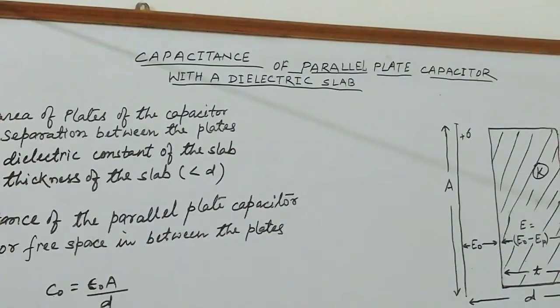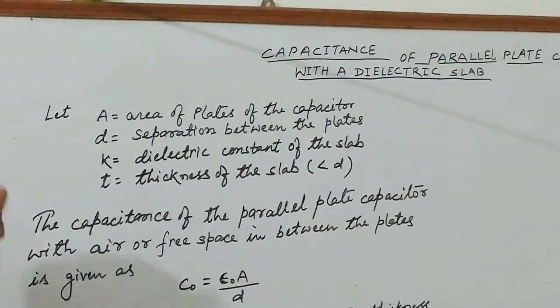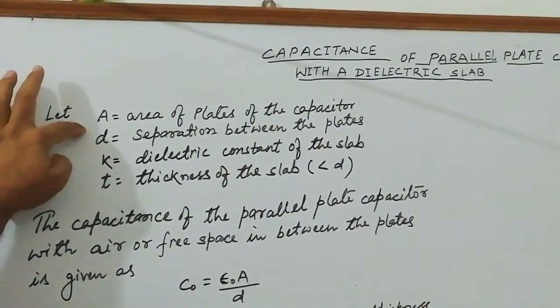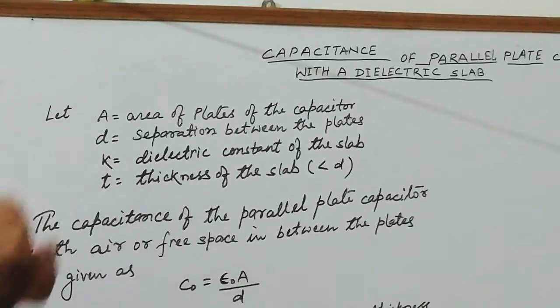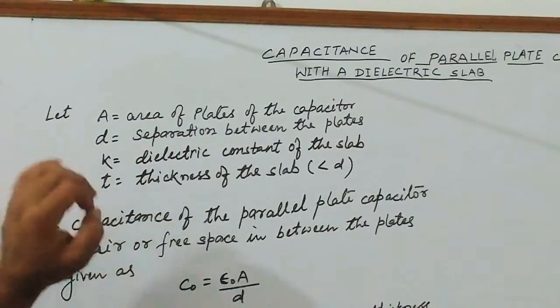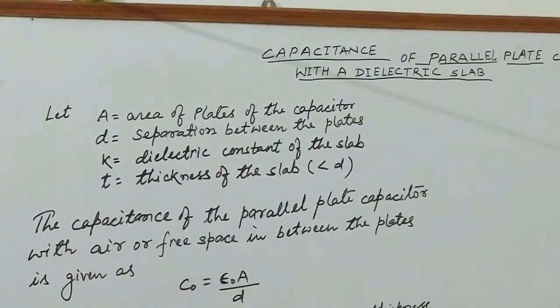In this video, we have to see the capacitance of a parallel plate capacitor with a dielectric slab between the plates. We have already seen the capacitance of a parallel plate capacitor. So come to the consideration. Here A is the area of the plate of the capacitor, d is the separation between the plates, K is the dielectric constant of the slab, and t is the thickness of the slab, which is less than d.